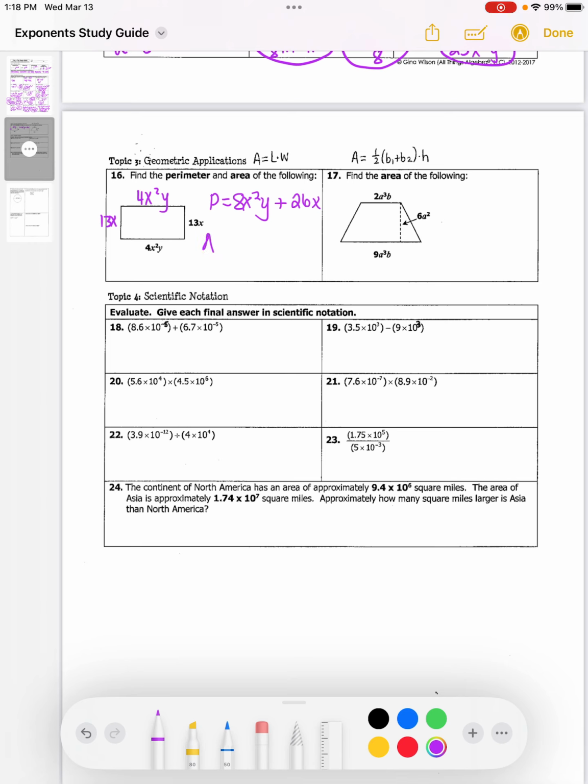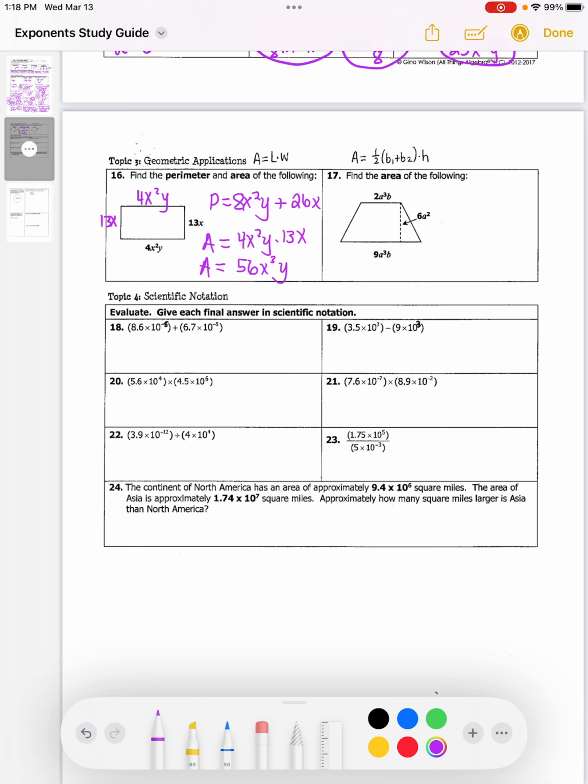The area you have to multiply length times width. So we would multiply 4x squared y times 13x, and 4 times 13 is 52, and x squared times another x here is going to be x to the 3rd, and then y. So that would be your area.